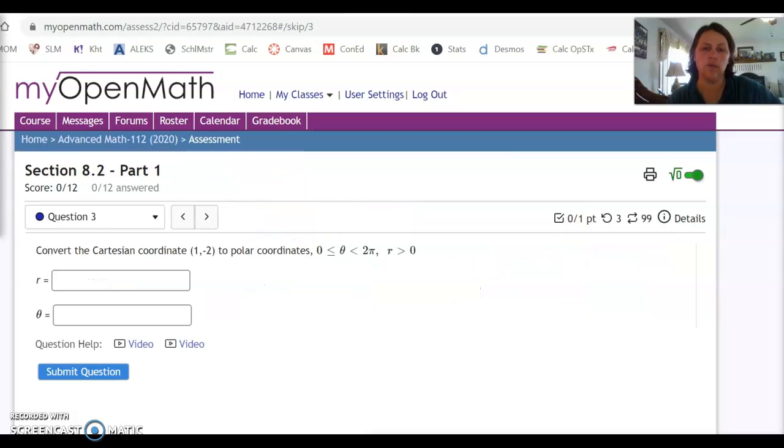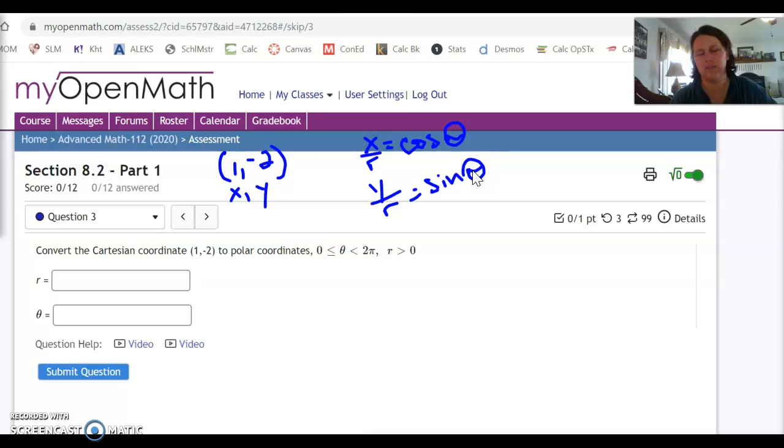Alright, now let's look at one where we're going from Cartesian coordinates to polar coordinates. So here we have an x, y point, and we need to know our equations. So this one we can say x over r equals cosine theta, and y over r equals sine theta. Same equations, we just have them solved differently so we can solve for that theta. And then we also need the equation x squared plus y squared equals r squared, which is a great equation to have. So we know that x equals 1, y equals -2.